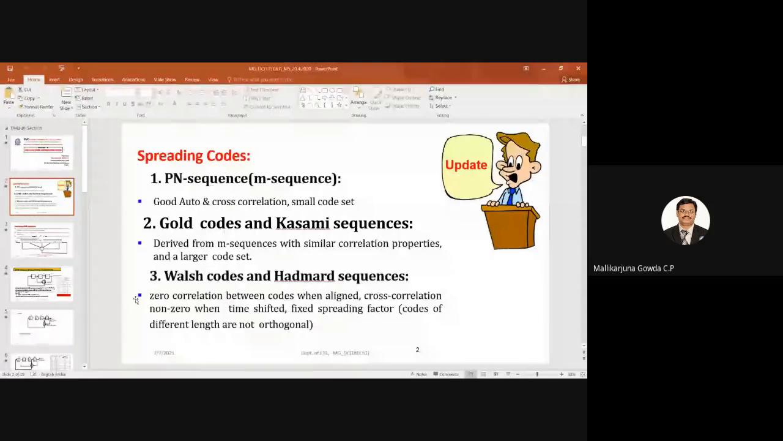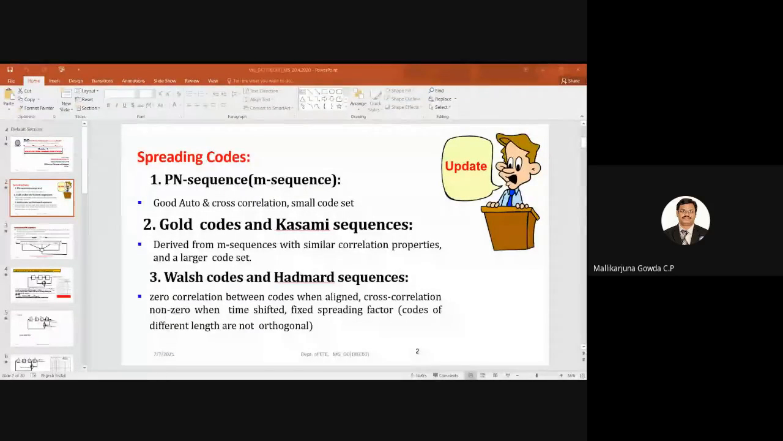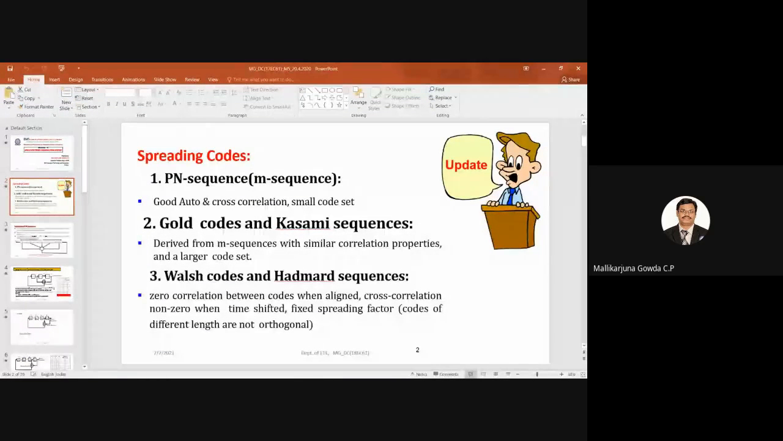Let us try to understand the pseudonoise sequence: how we generate it and what its properties are. Similar to that, there are other codes like Gold codes and Kasami sequences. In addition, a few more codes like Walsh code and Hadamard sequence, which are used in different parts of spread spectrum systems. This pseudonoise sequence will have good autocorrelation as well as cross correlation.